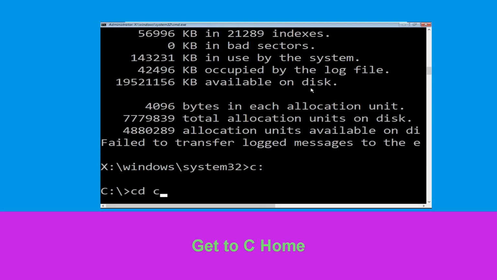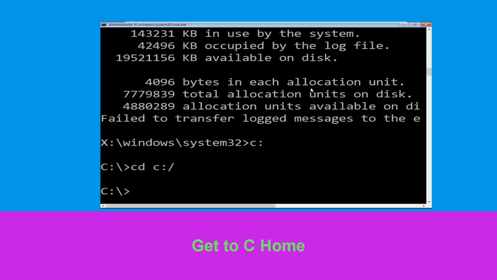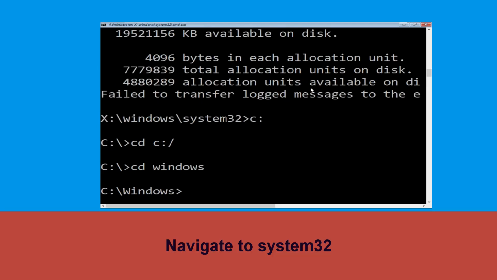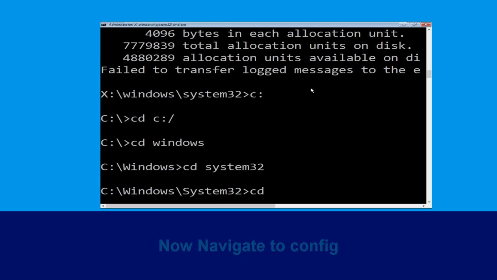Now type cd space C:/ and hit enter to execute the command. Now type cd space Windows and hit enter to execute the command. Now type cd system32 and hit enter. Now type cd space config and hit enter.